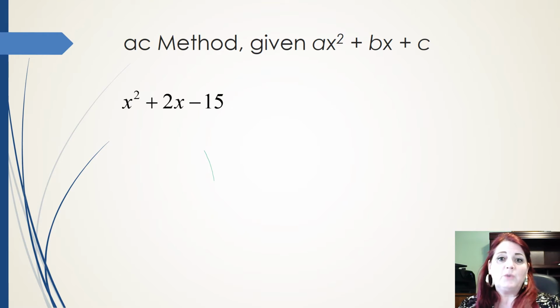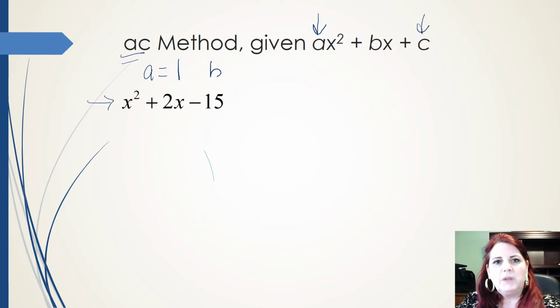Once we get into trinomials, there's a method that I prefer. There are a couple other methods too, but this is the one I prefer. It's called the AC method. And we call it the AC method because we're going to really focus on this A and the C. So in this polynomial, x squared plus 2x minus 15, our A is 1 because it's 1x squared, and our B is 2, and our C is negative 15.